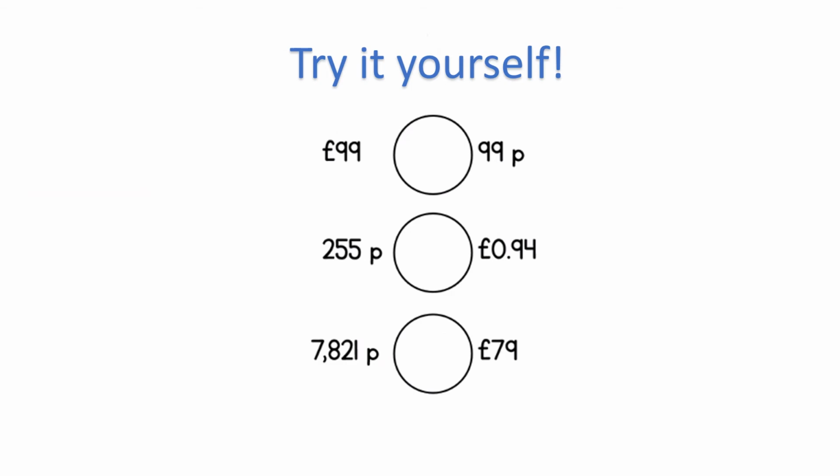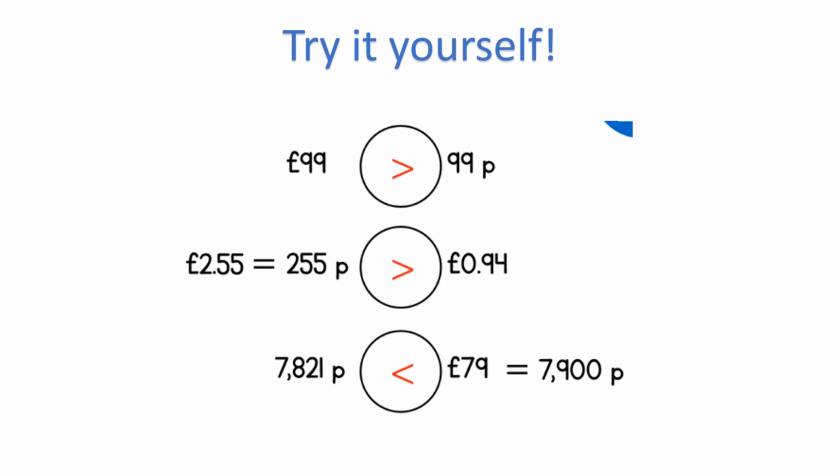Now I want you to pause and try this yourself and write it down in your books. Let's go through the answers. Now, £99 is greater than 99 pence, and you shouldn't have even needed to use the conversion rates for this because this is pretty straightforward. But if you did, that's fine. And as we know, 99 pence is 1 pence off a pound, so it's smaller than a pound, and obviously 99 pounds is greater than a pound, so we know that this value is greater.